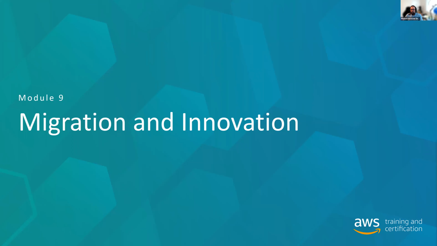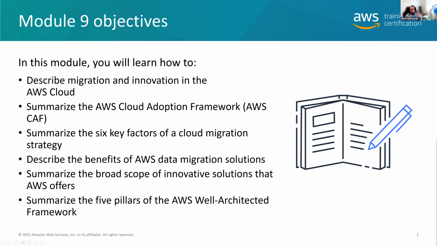All right, so module 9, migration and innovation, is really about these particular pieces. Let's talk about things like the cloud adoption framework, the 6 key ways of doing a cloud, key factors in a migration. We can talk about some data migration solutions, including the data migration service, the server migration service, and then the 5 pillars, because actually there's 6 pillars now because one just got added recently. Sustainability just got added, but there's 5 core pillars of the well-architected framework. There used to be 4, so they added operational excellence, and now they've added sustainability.